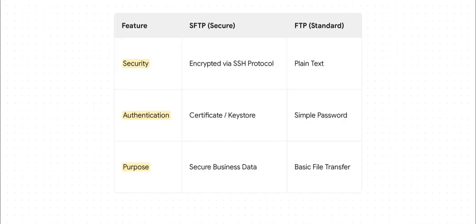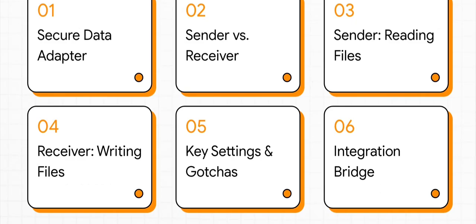So why not just use regular old FTP? Well, the difference is truly night and day. With standard FTP, everything, your username, your password, your data, it's all sent in plain text for basically anyone to see. SFTP wraps all of that up in SSH, the same battle-tested encryption that secures the web. It's the difference between sending a postcard and sending a sealed, certified letter. For any serious enterprise data, it's not even a choice. It's a no-brainer.